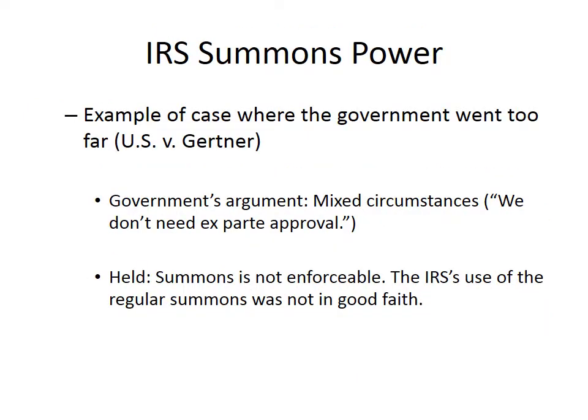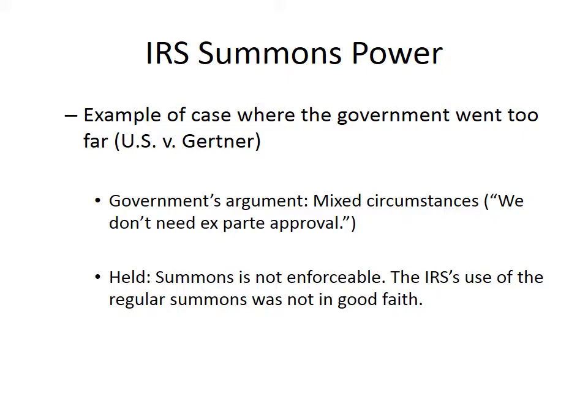Now, there is a case that came up where the government went too far. That's the case of U.S. versus Gertner. I'm not going to get into the details or the facts of that case, but the government's argument there was mixed circumstances. And mixed circumstances is, again, just a fancy way of saying that the government was able to identify one taxpayer that they were investigating, but that there was a group of other taxpayers whose names they did not know. And so mixed circumstances refers to that.